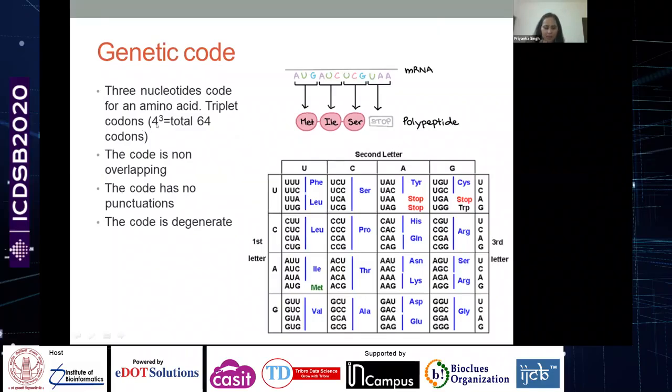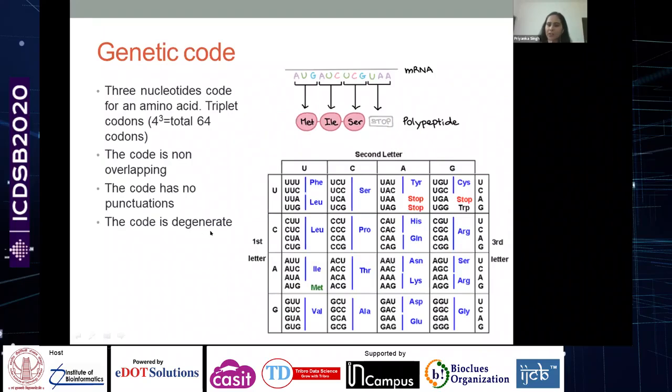Now, I said there are 4 kinds of nitrogenous bases in the DNA or RNA. So if 3 nucleotides form a code, there is a possibility of a total of 4 to the power 3, that is 64 codons. The codes are non-overlapping, so they are read in units of 3. They are not overlapping. This is the example shown in this diagram here. Then the codes do not have any punctuation, so no nucleotide is left. It's continuously read 3, and the next 3, and the next 3.